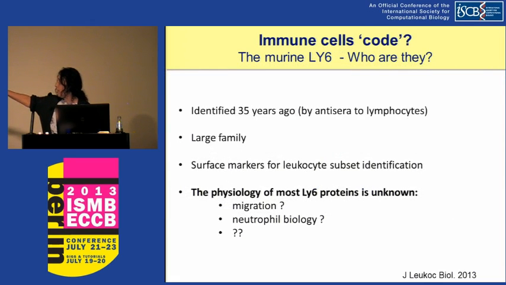They are a large family, isolated by chance 35 years ago. They are surface markers, they are used for sorting cells. So they are used heavily in the clinic to say this is that. But all the rest, like are those important in neutrophil biology, maturation? Is it cell-cell recognition? Completely unknown.